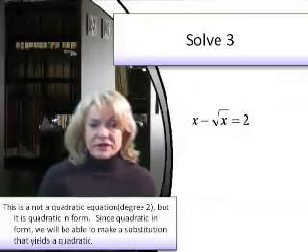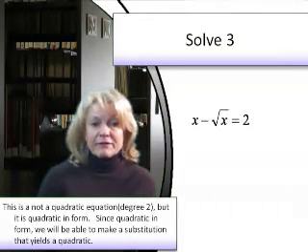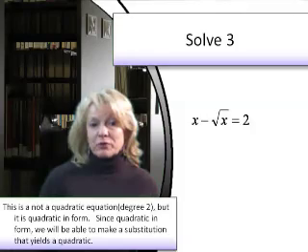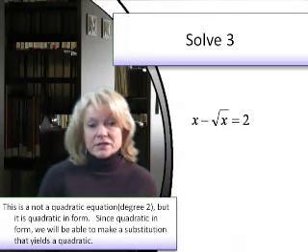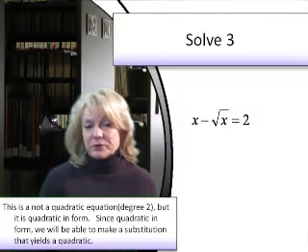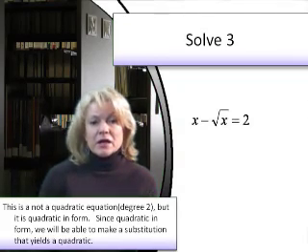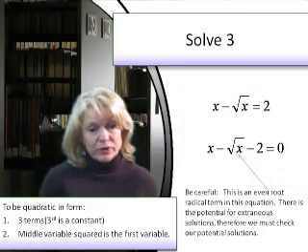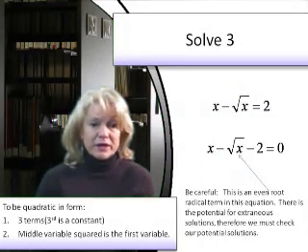Here's another example that is not quadratic, but it is quadratic in form. If you square the middle variable, the square root of x gives us x, the first variable. Since it is quadratic in form, we will be able to make a substitution that gives us a quadratic. To determine what to set u equal to, always go to the middle variable term. We will let u equal the square root of x.